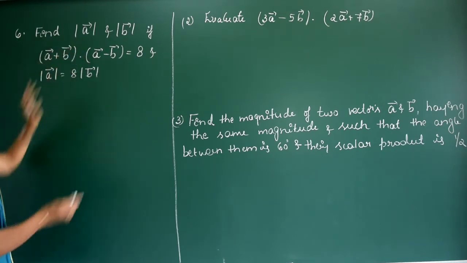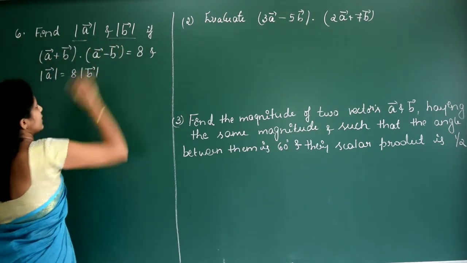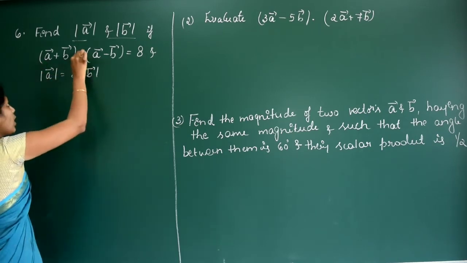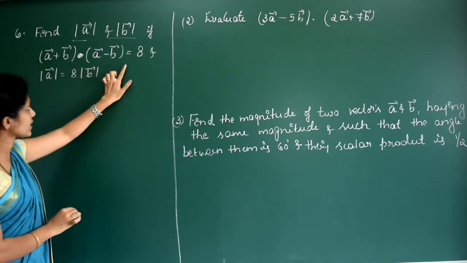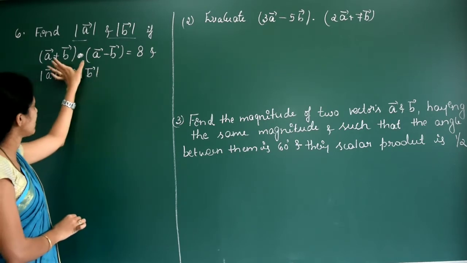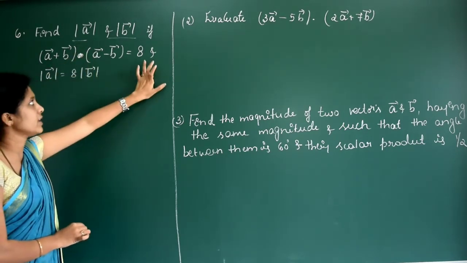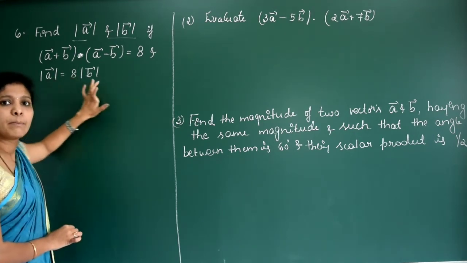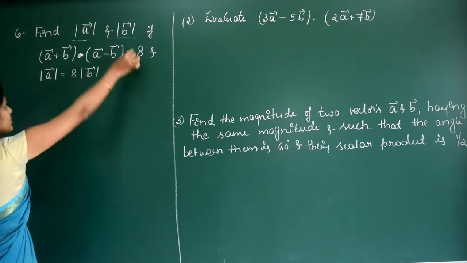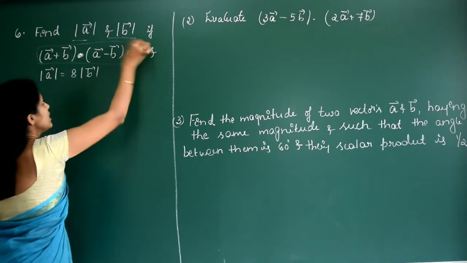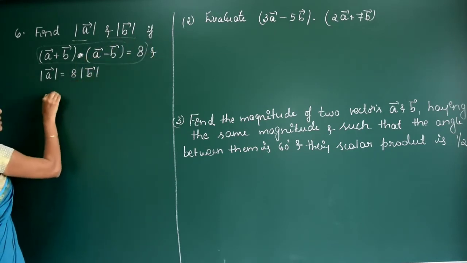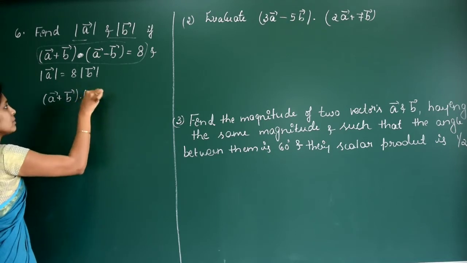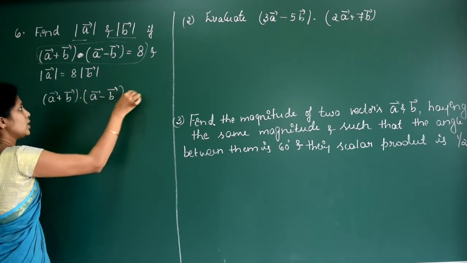Find the magnitude of A vector and the magnitude of B vector. It is given that (A vector plus B vector) dot (A vector minus B vector) is equal to 8, and the magnitude of A vector is 8 times the magnitude of B vector. First we will take this given condition, that is (A vector plus B vector) dot (A vector minus B vector) is equal to 8.